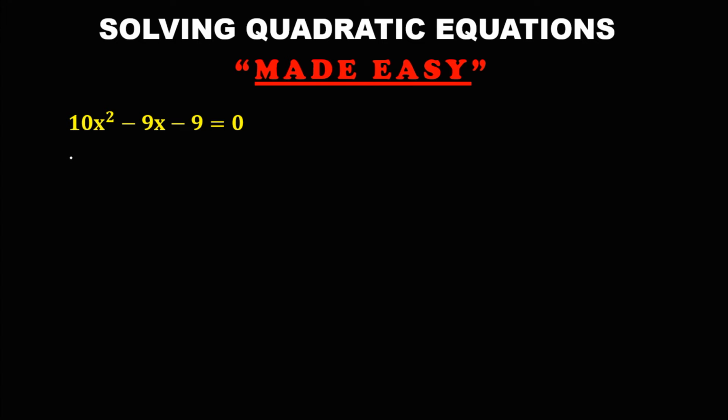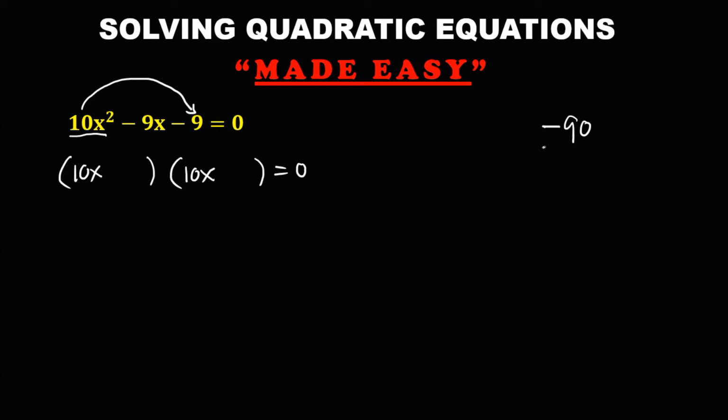Then for this given, to find the factors, since the first term is 10x squared, we need to write 10x to both sides of the factors. Then multiply this number to negative 9. So 10 times negative 9 is negative 90. Then we need to list all the factors of this negative 90. Since this is negative, one is negative and one is positive.